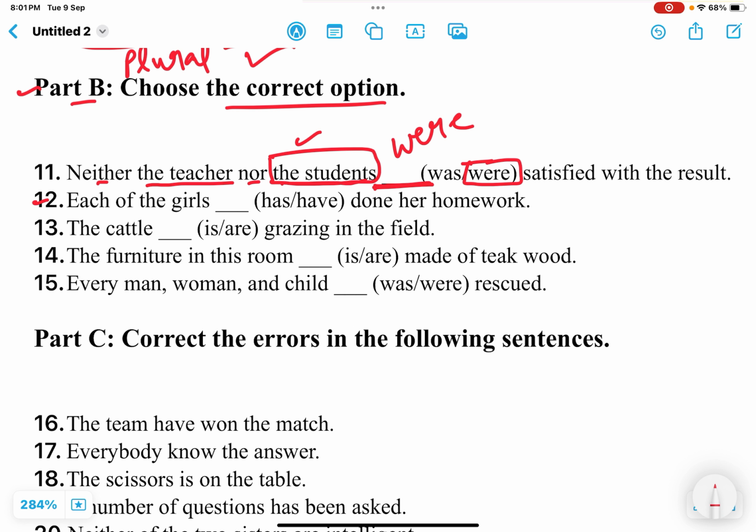Now the next one is each of the girls. I told you already, whenever a sentence begins with each or every, the subject is considered singular. So here each of the girls has. No doubt girls is plural, but each of the girls is what it is talking about. So this is a singular subject, so has will be used here. Next, the cattle.